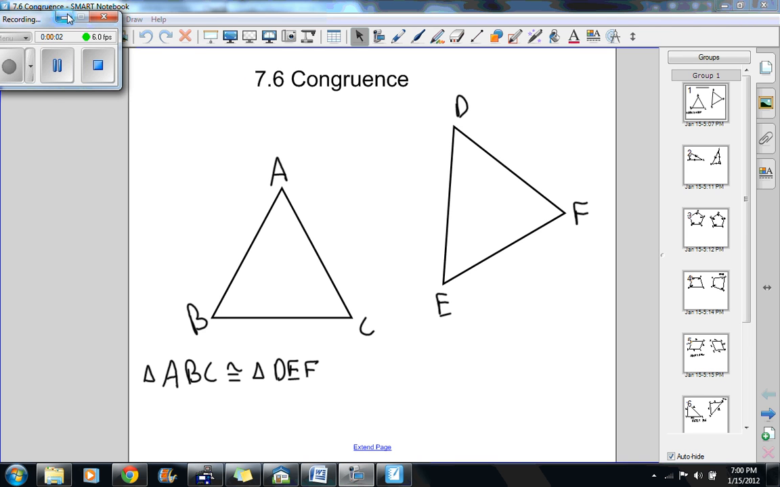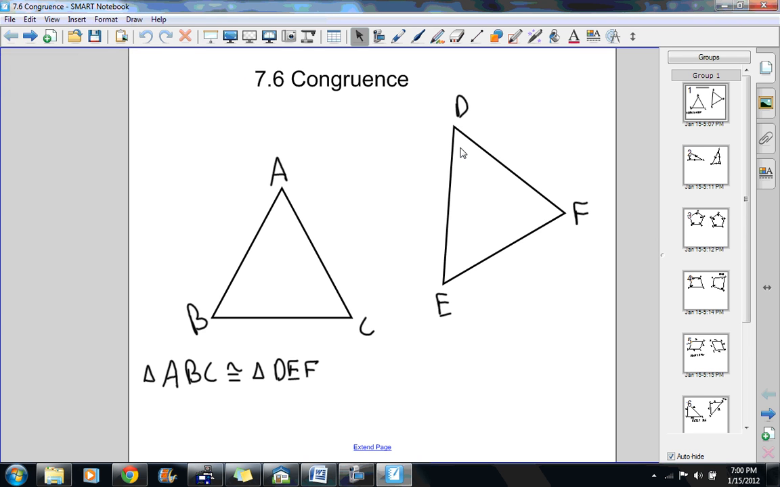Hello, 8th grade math. We are working on congruence, which is going to be talking about looking at two triangles and them being congruent and what that actually means. Okay, before we start, I have a story for you.